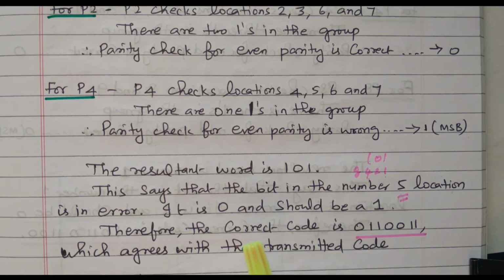So we verify P1, P2, P4. From that we framed the word 101: LSB, middle and MSB. 101 means the 5th position. In the 5th position we identify the error. What is the error? 0 is available. Error means 0 should be converted into 1. So 0, 1, 1, 0, 0, 1, 1 is the final answer. That is also given in the problem. So in this problem we discussed the Hamming code, how to locate the error in the Hamming code, and also how to make a correction in the corresponding location.